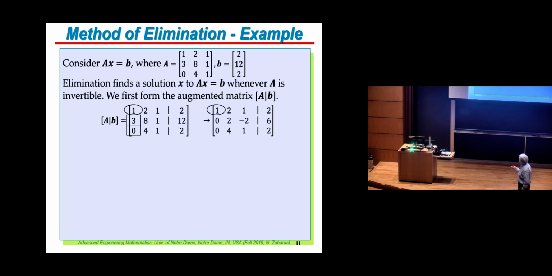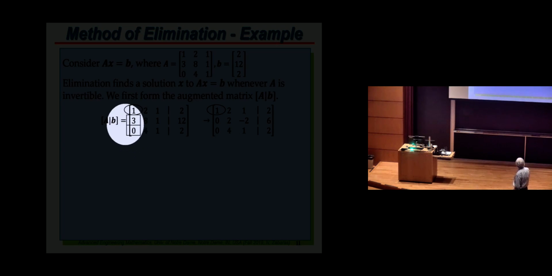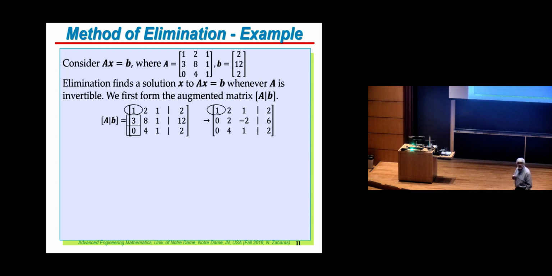Will that get rid of that element 3? So if I subtract from row 2 3 times row 1, will I be able to get rid of 3? Can you see that? Yes? Yes, okay.